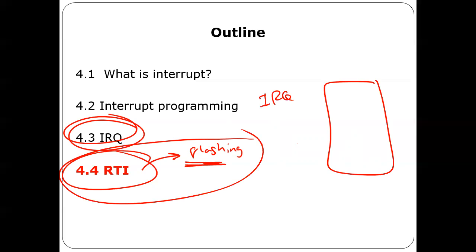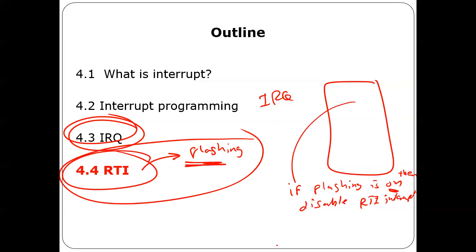What I have to write here is, look here, guys. If flashing is on, then I have to disable RTI interrupts. So if flashing is working, disable RTI interrupts. When you disable RTI interrupts, you actually stop the flashing, no flashing anymore. And if flashing is off, then I'm going to enable RTI. That's it. Okay, guys?